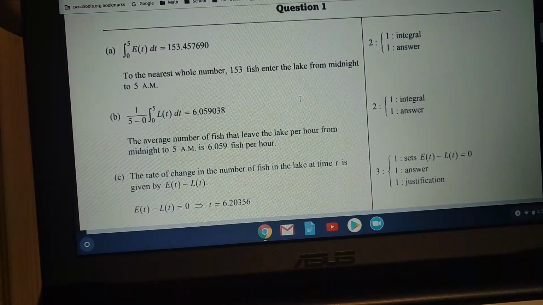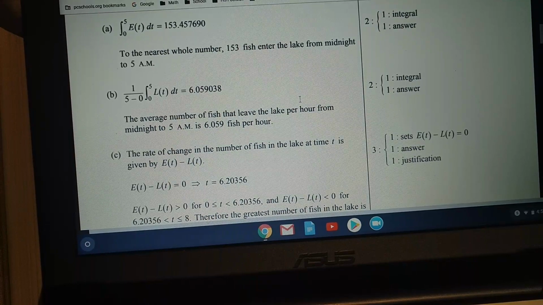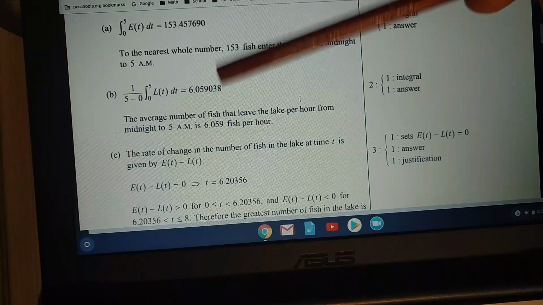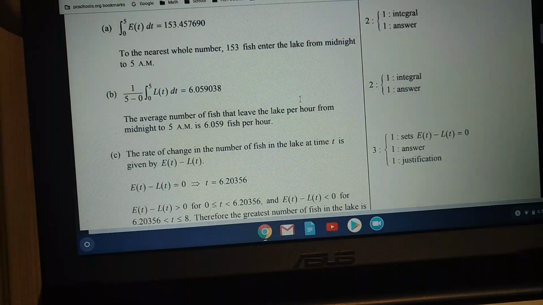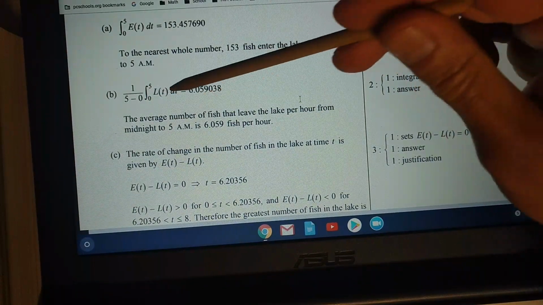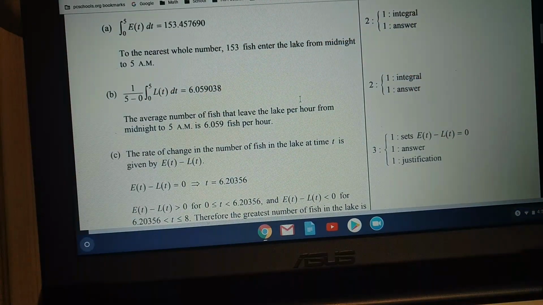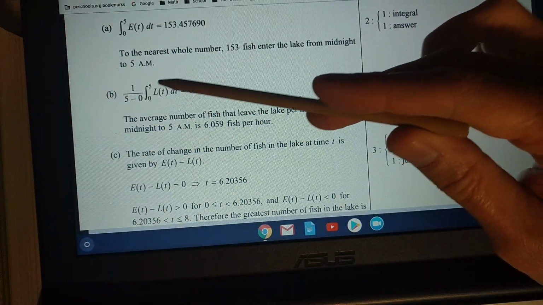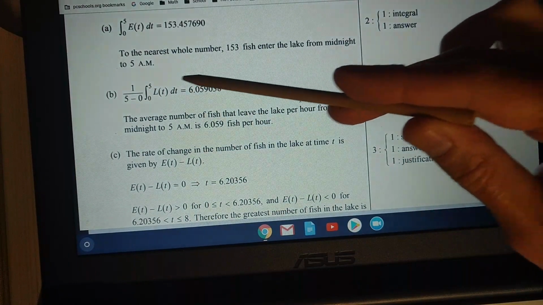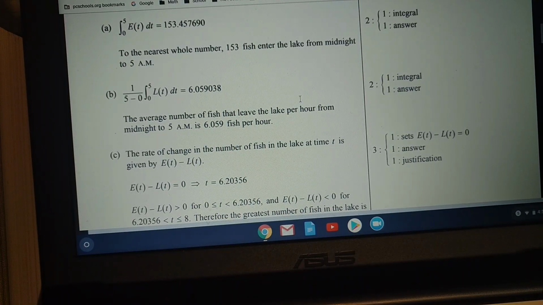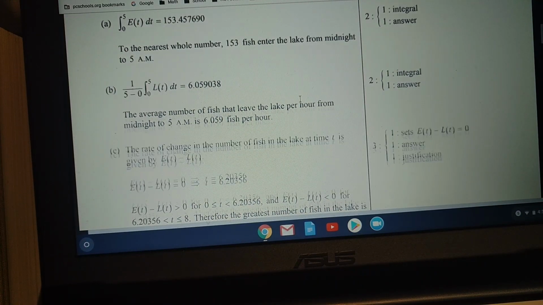Then part B is also worth 2 points. You get 1 point if you have the correct integral. The integral includes the limits 0 to 5, and it uses the leaving function, L of t dt. The answer point ties together that you punched in your calculator correctly, and you need to divide by 5 or multiply by 1/5 and get the correct answer. That would be your answer for B.